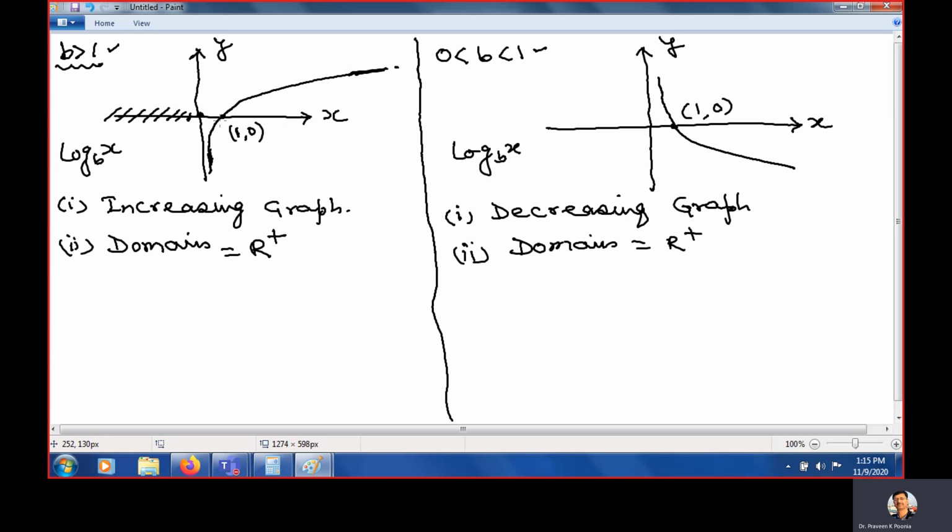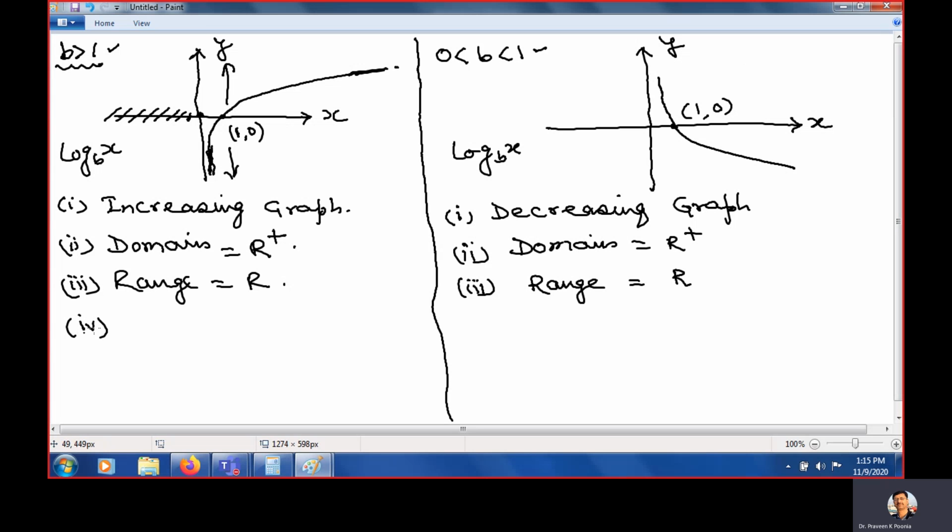And if you see the range, the graph is on negative side, the graph is on positive side. Both sides the graph is available. So the third one is range, and the range of logarithmic function is R. If you want to remember, these are opposite in exponential function. Range was R plus, domain was R. Here it is opposite. Clear?